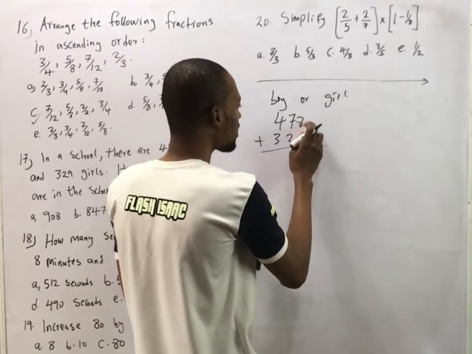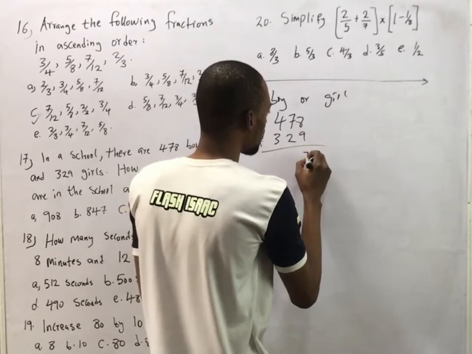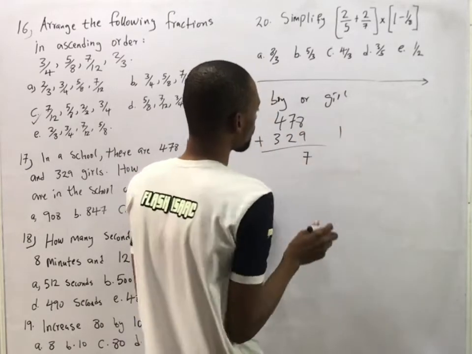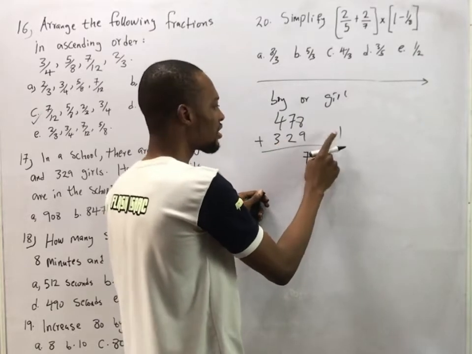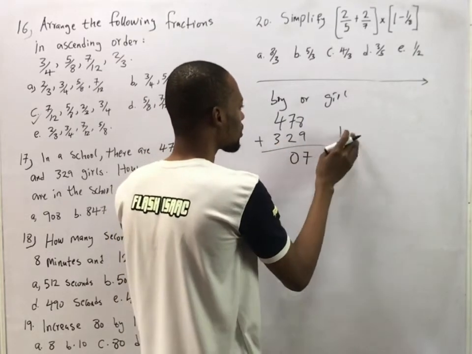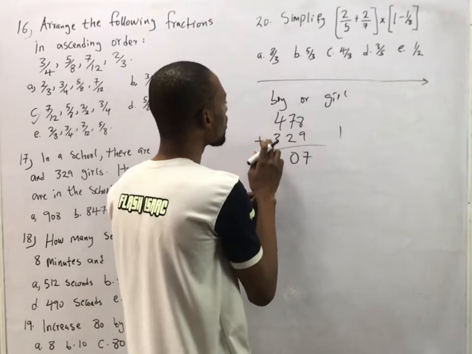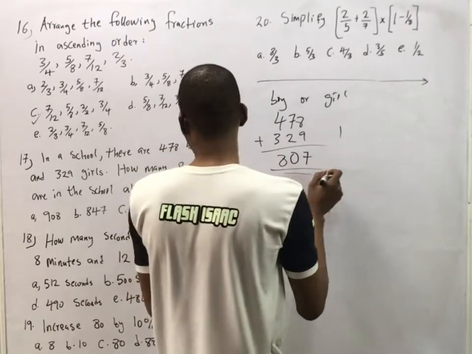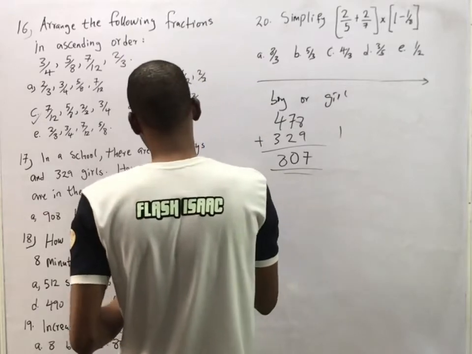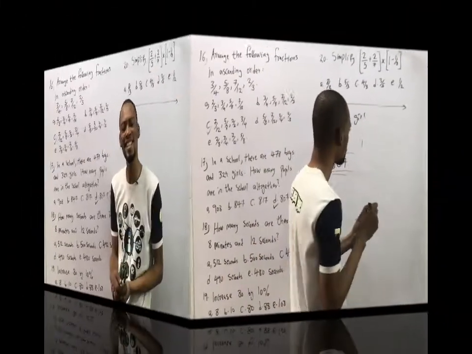So 9 plus 8 is 17, remainder 1. 7 plus 2 is 9, plus the one we carried, 10. So we put down 0, carry 1. 4 plus 3 is 7, plus 1, 8. So we have total number of 807 people in the class, and that is option D for you.